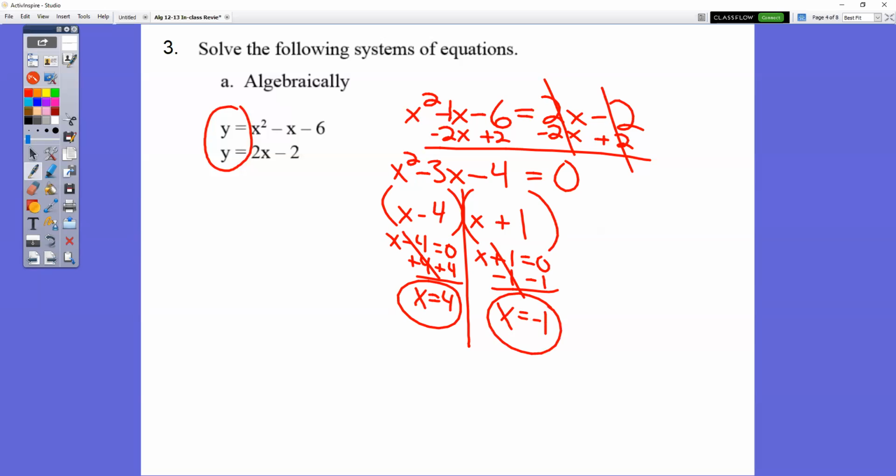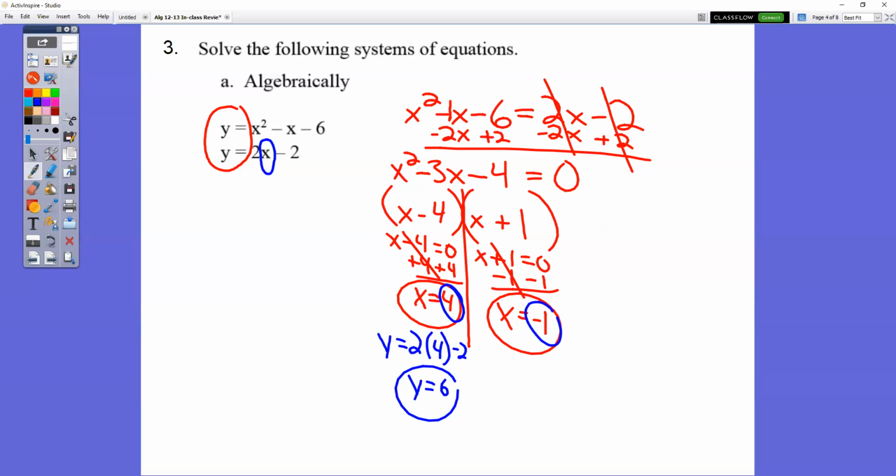So initially we get x equals 4 and x equals -1. After you find the x's, then you need to find the y's as well. So to find the y's, we need to take these answers and sub them in for x. You can choose either equation you want to sub them into. I'm going to tell you the second one is definitely easier to sub it into. So instead of 2 times x, I have 2 times 4 minus 2. 2 times 4 is 8. 8 minus 2 is 6. So I get x equals 4 and y equals 6.